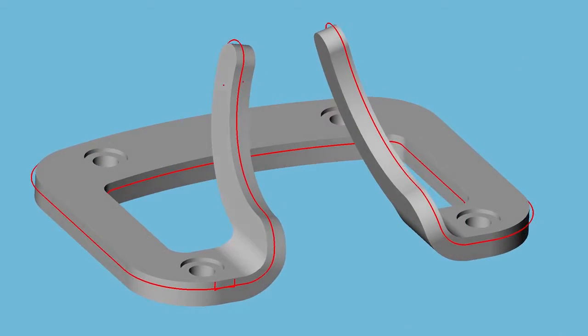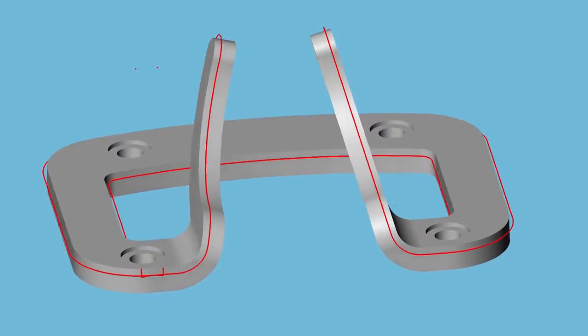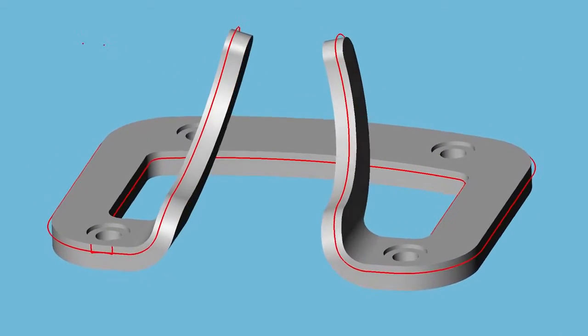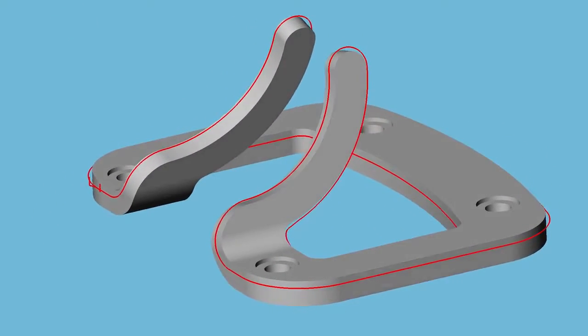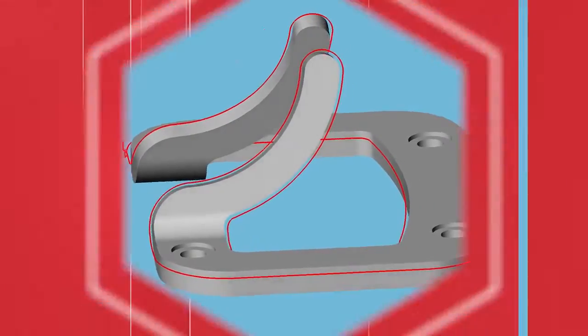Esprit's 5-axis contouring cutting strategy allows the CNC programmer to cut along one or more profiles defined by a curve or any other geometric element defined in a CAD application.